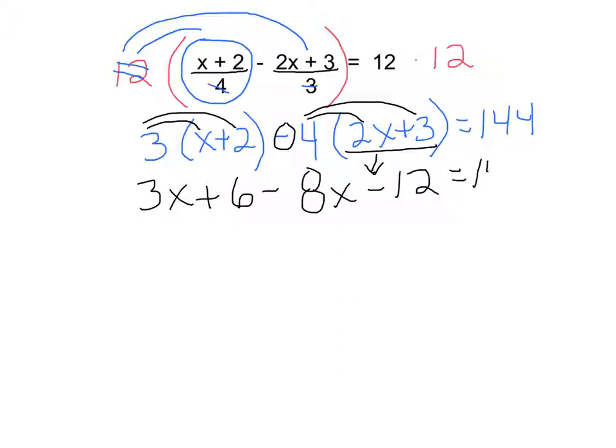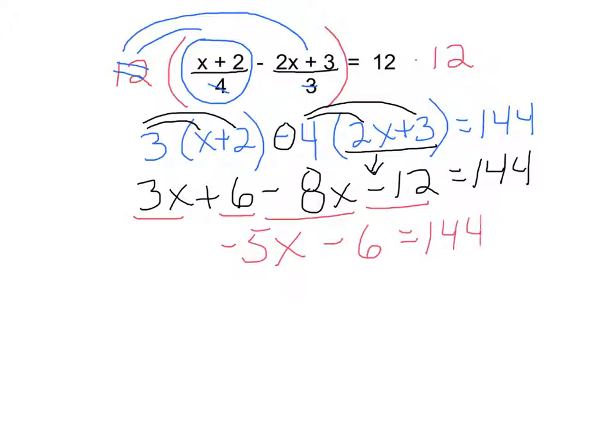And then I have that equal to 144 on the right-hand side. Now I'm going to go through and combine any like terms that I have. I have 3x subtract 8x, which is a negative 5x. I have 6 subtract 12, which is subtract 6, which is equal to 144.